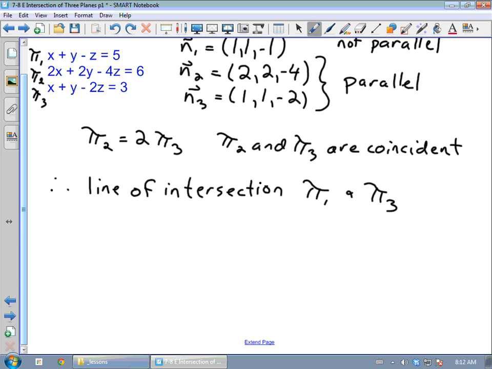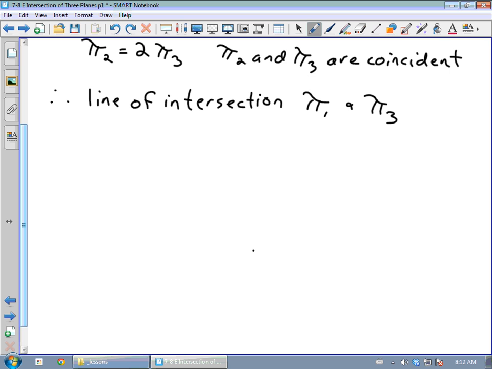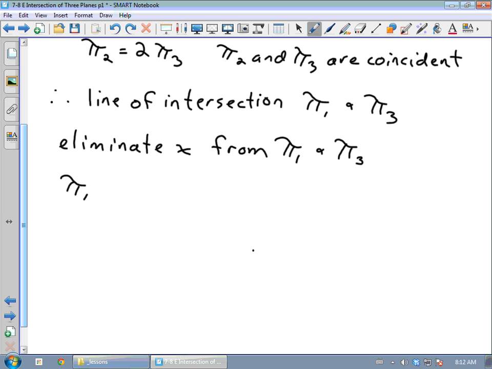The way we proceed is the same way we did all those questions where we were finding the intersection of two planes. We can eliminate one variable from our original system here. So I'm going to choose to eliminate x from equation 1 and equation 3, because it looks pretty easy. We're just going to do pi 1 minus pi 3.